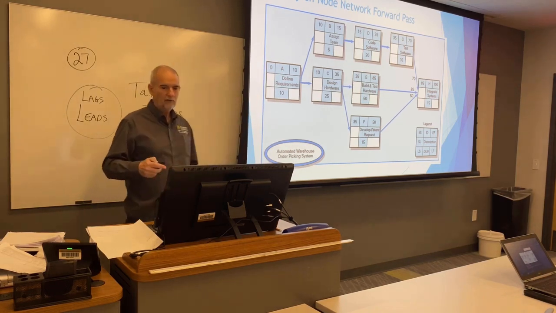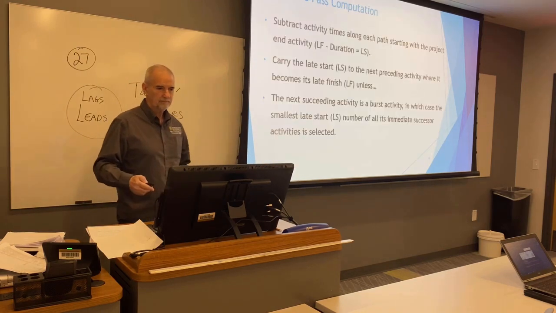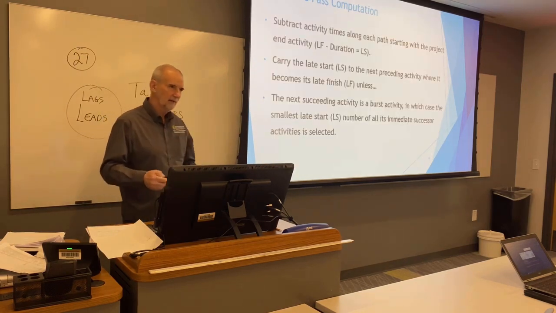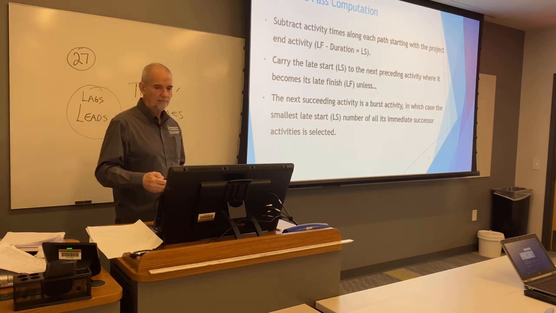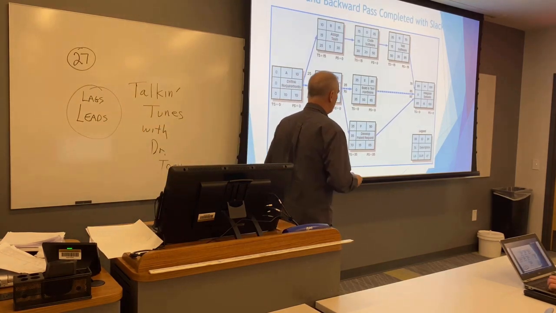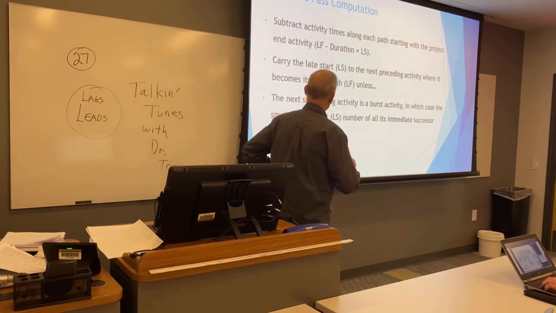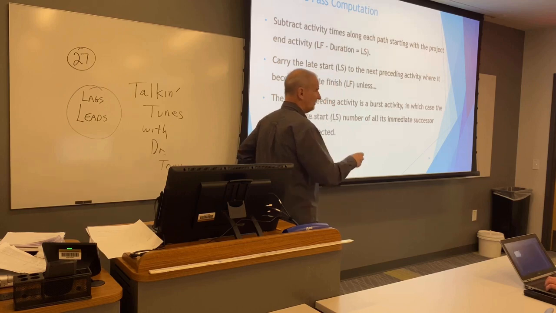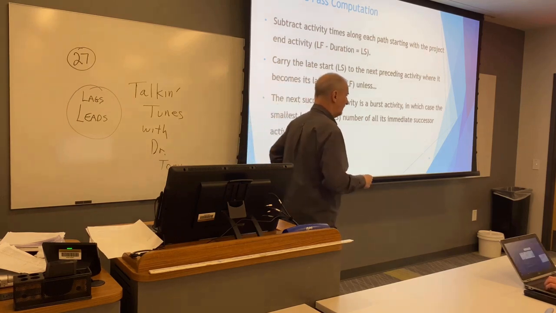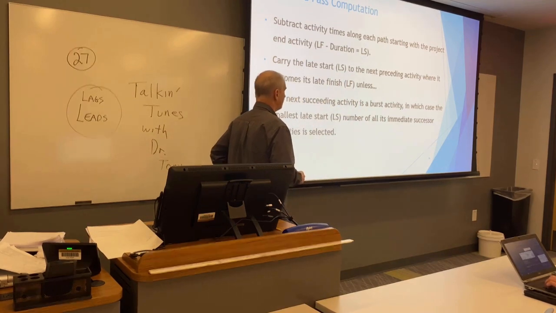Everybody with me? Great. Okay. Now, we're going to do our next iteration, which is going in reverse. And this tells you how to do it. It's better just to do it together. So let's check it out. What we're going to do is we're going to do some math. We're going to take the latest finish minus the duration and get the latest start. Write that down somewhere. Latest finish minus duration gives you the latest start. Okay?